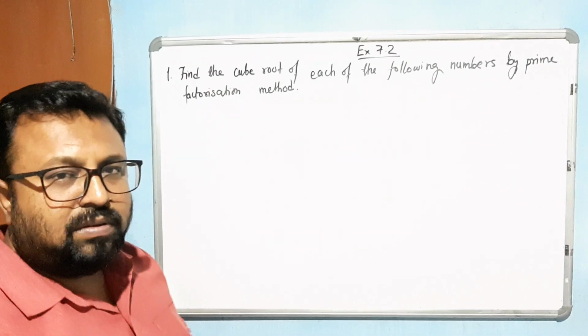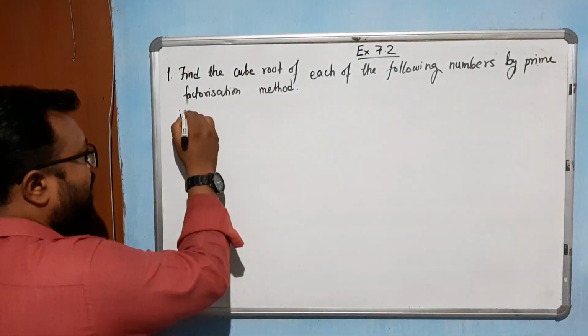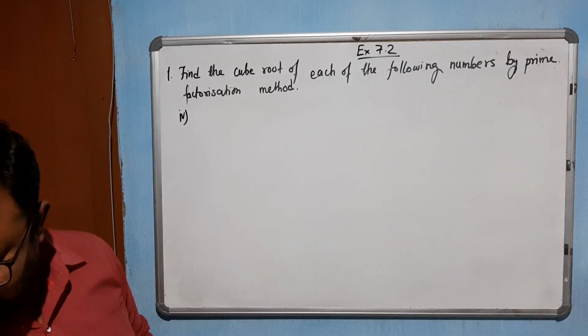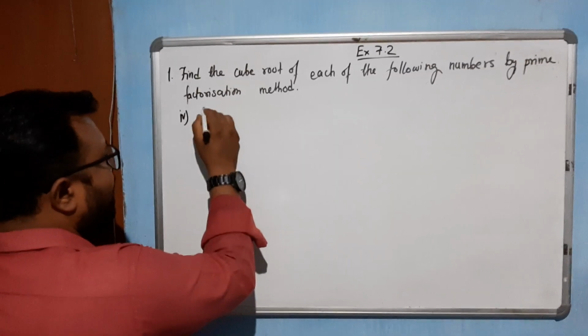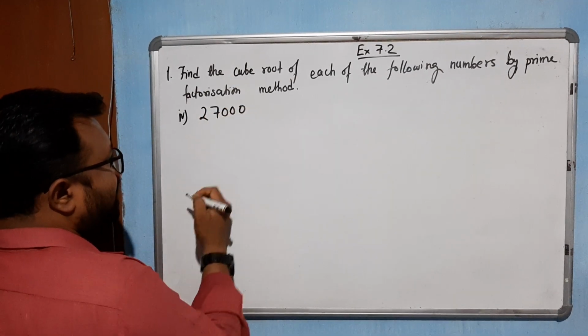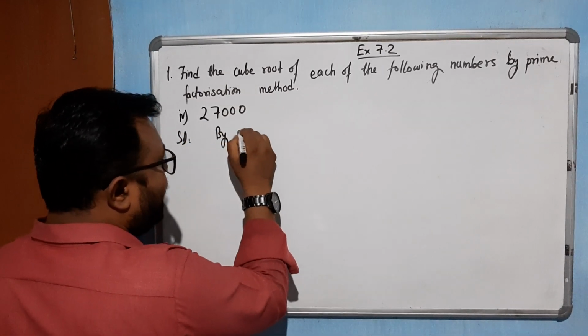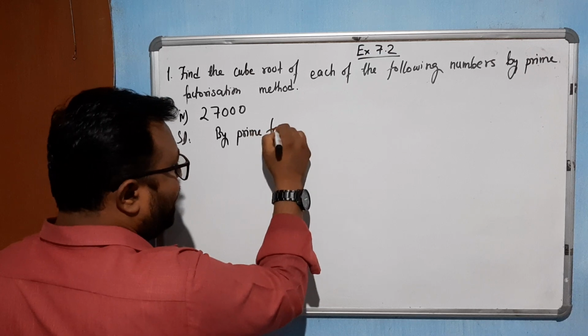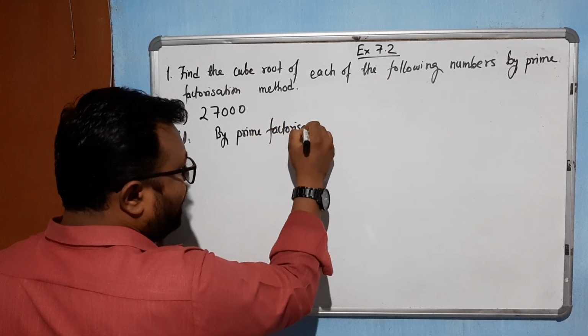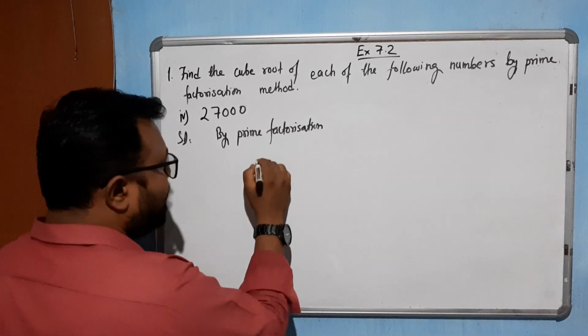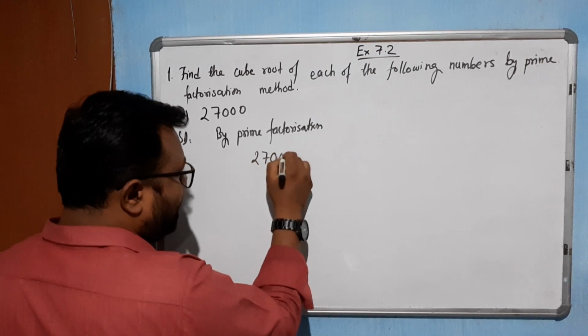Now come to the next part, 4. 4 is 27000. Same thing, solution by prime factorization. See, 27000.